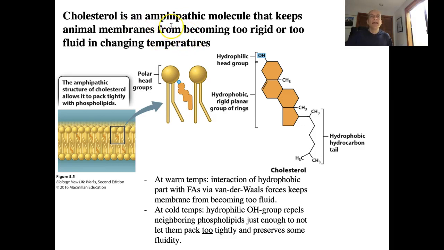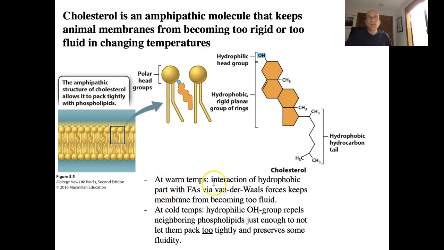And the function that it has is that it keeps animal membranes from becoming too rigid or too fluid when the temperature changes. Of course, an animal might be exposed to different temperatures during the day or during the year. And cholesterol helps in preventing the lipid membrane from becoming so rigid that nothing can pass through anymore, or so fluid that it basically melts.